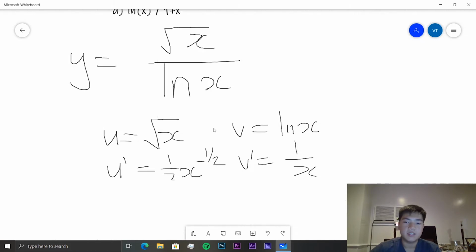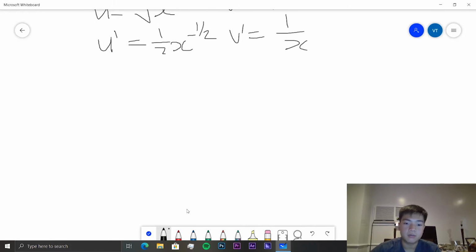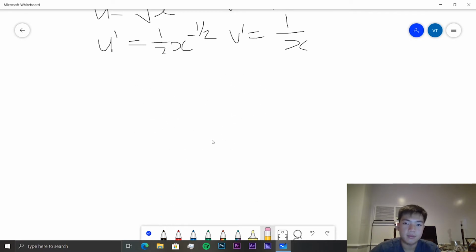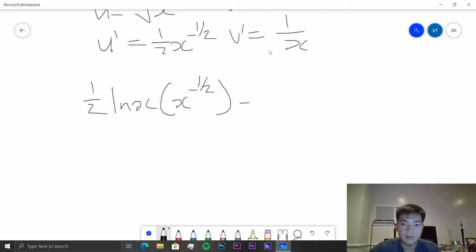So we need to now differentiate this, and remember quotient rule states that the derivative is equal to v times u prime minus u times v prime all over v squared. So if we replace each part, we have v times u prime. So we have ln x times 1/2 x to the negative 1/2. So we have 1/2 ln x times x to the negative 1/2 minus uv prime, so square root x over x, so minus x to the negative 1/2.